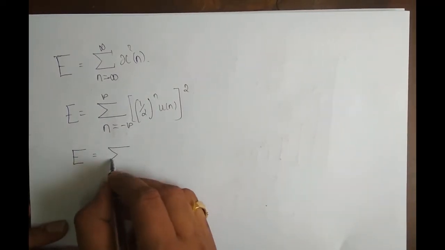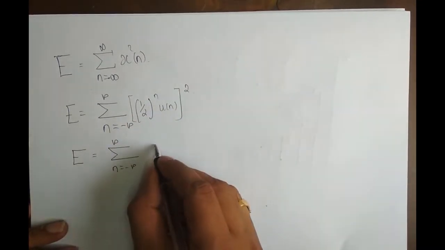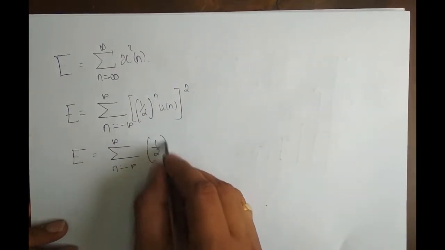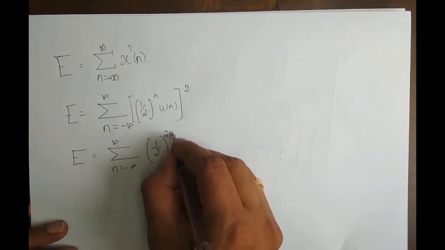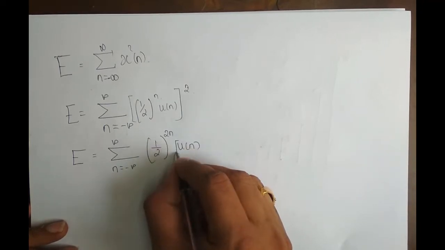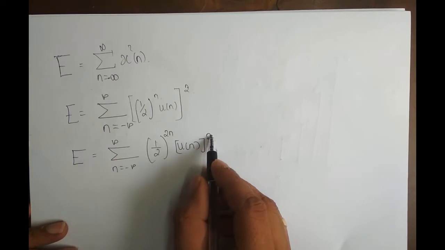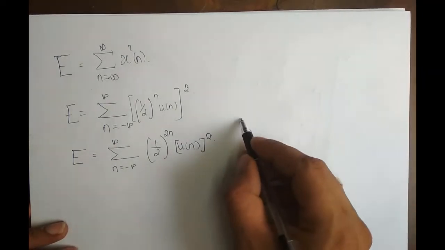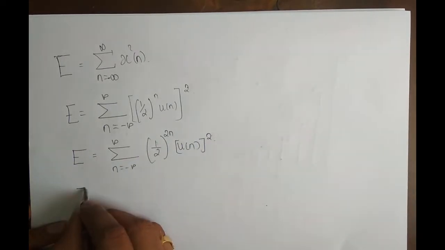Energy is equal to summation n varying from minus infinity to infinity. So what I'll do, I'll split these two equations. 1 by 2 power n, I'll take this 2 inside, so when I take this 2 inside I get 2n, and this is u of n whole square, right? And what is u of n whole square? It is u of n itself, right? Because u of n is 1 everywhere, correct? So u of n whole square is u of n itself.